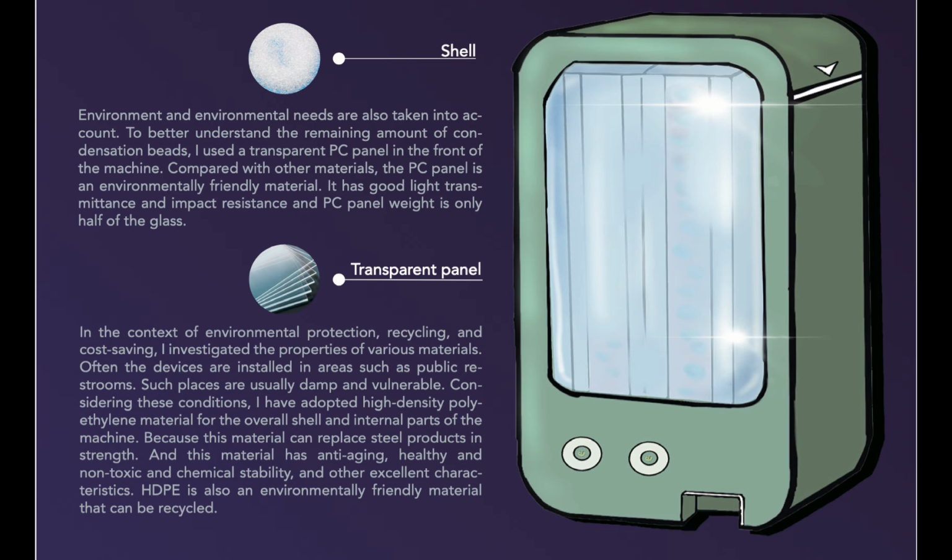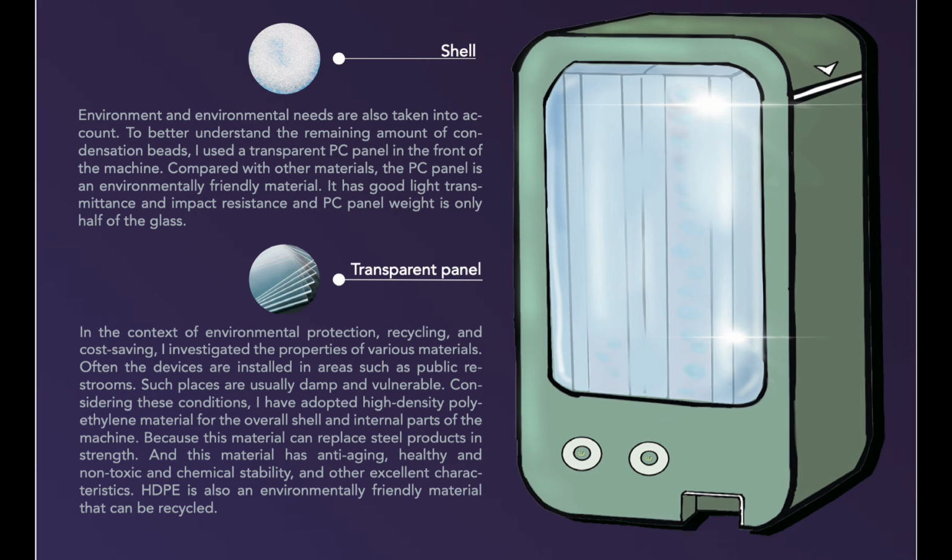These devices are usually installed in areas such as public toilets, and these places are usually damp and vulnerable. Taking these conditions into account, high-density polyurethane materials will be used on the overall casing and the internal parts of the machine. This material can replace steel products in strength. It not only has excellent characteristics such as anti-aging, health, non-toxicity, and good chemical stability. HDPE is also an environmental material that can be recycled.